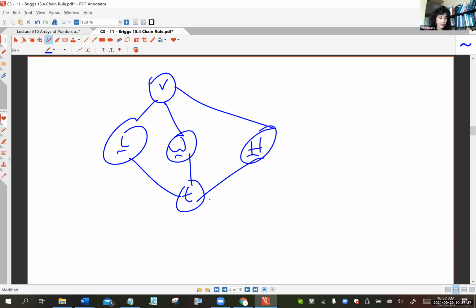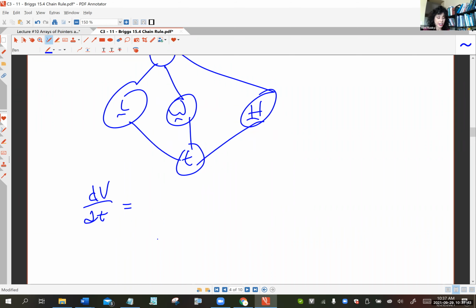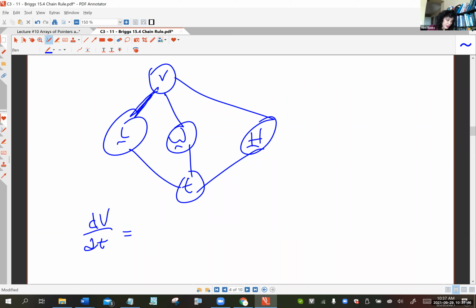So if we were to come up with the change of volume with respect to time using our tree diagram, you first go down this branch and take the partial of volume with respect to L, the length, dV/dL, and multiply that by this branch, which is the derivative of length with respect to time. That's a straight d because L is just a function of a single variable. Single variable derivatives are straight d.